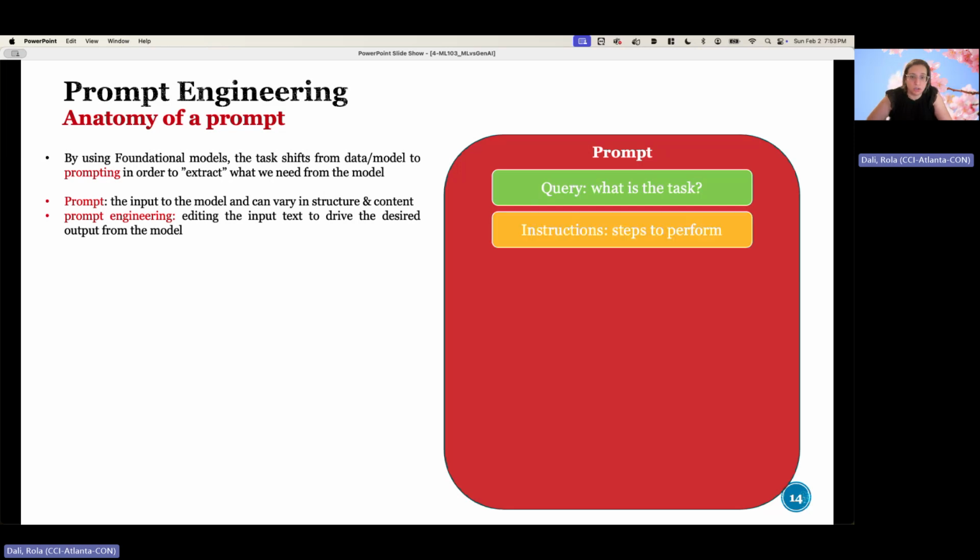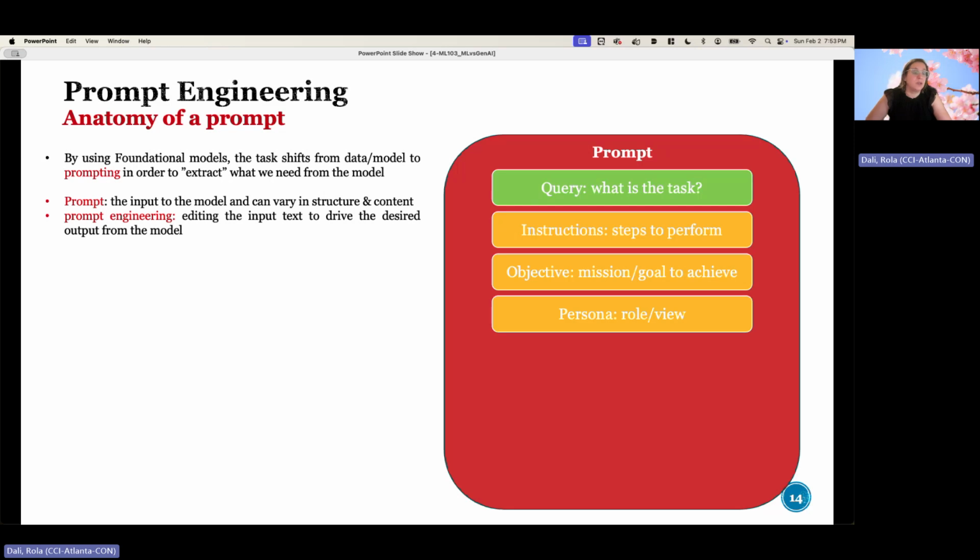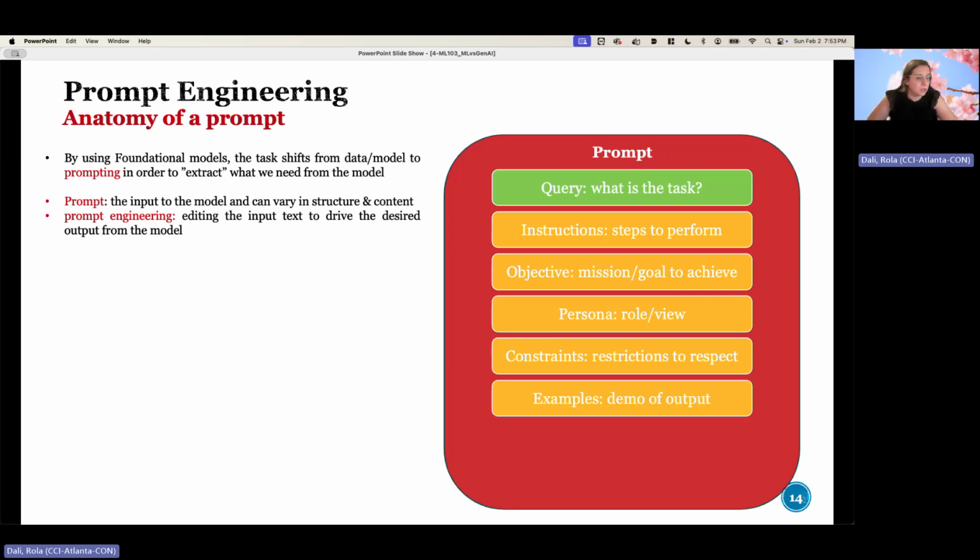But then there are a lot of other things that you can add to the context of that prompt. You can give it instructions on how to perform the task. You can give it an objective or a mission to achieve. So you can tell it, we are trying to accomplish X. You can give it a persona. You say, okay, you are a doctor or you are a lawyer. This changes the lens with which the model gives you the response. You can give it constraints. So you'd say, avoid this or don't do that. You can give it examples of the output. So you demo the output.